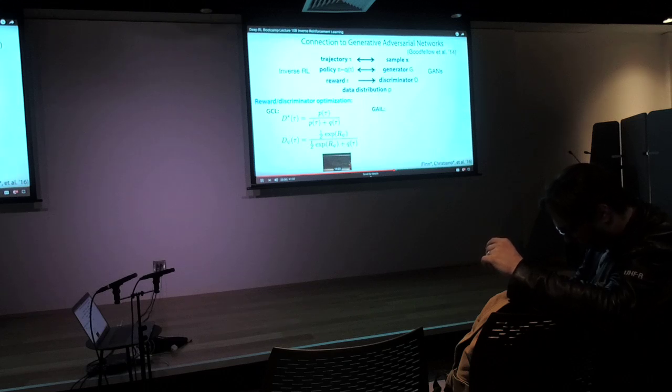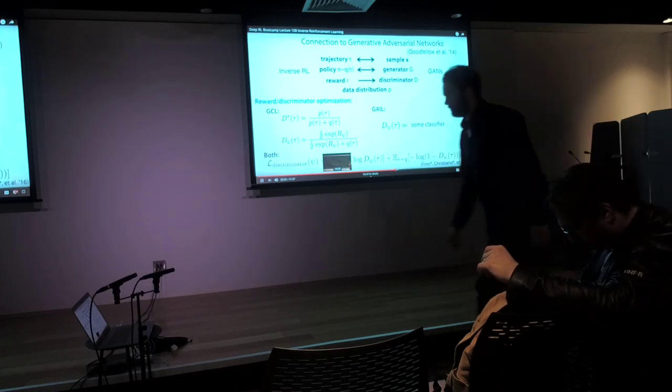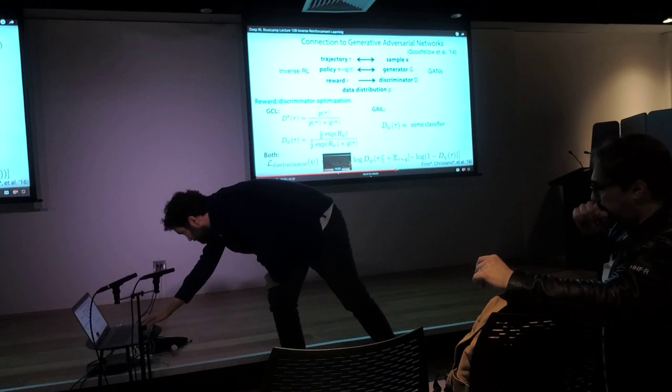In generative adversarial imitation learning, the paper by Jonathan Ho that I mentioned earlier, they use just some classifier to represent a discriminator, which is more akin to the standard discriminator that you see in GANs. And for both of them, like I said before, the loss for the discriminator is the same as the loss function for GANs, which is simply this cross-entropy loss right here.